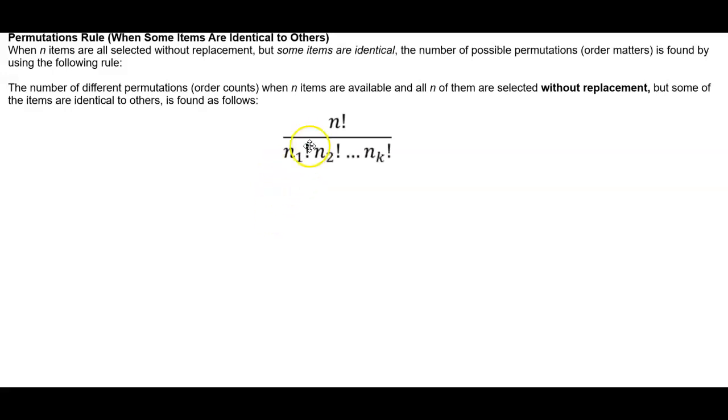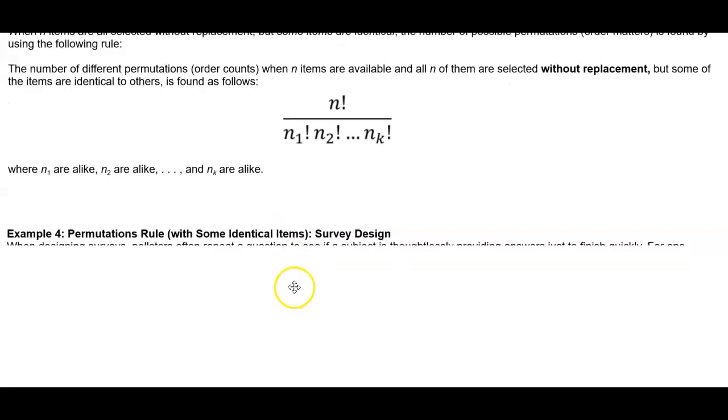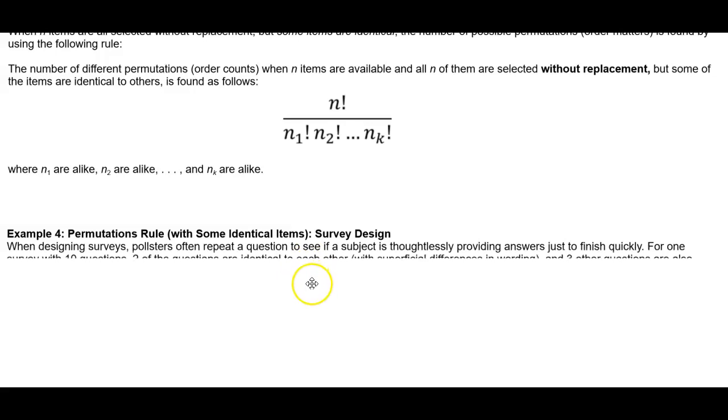We would have n factorial divided by n subscript 1 factorial times n subscript 2 factorial all the way to n subscript k factorial, where n subscript 1 are alike, n subscript 2 are alike, and n subscript k are alike. Now let's take a look at example 4, which is the permutations rule with some identical items.